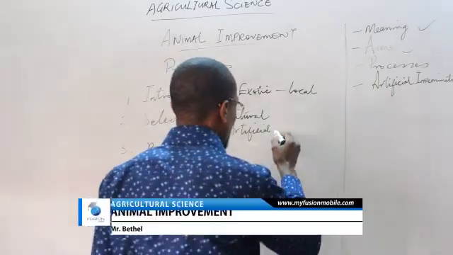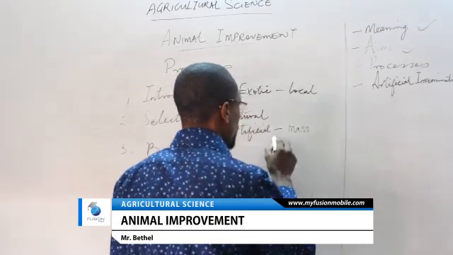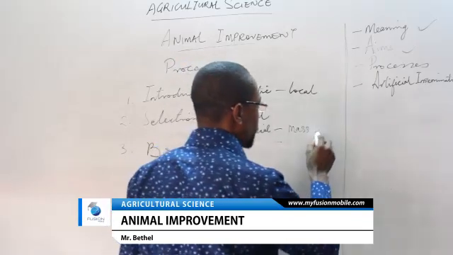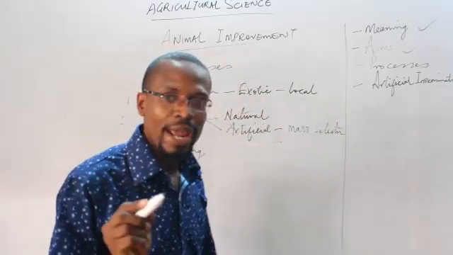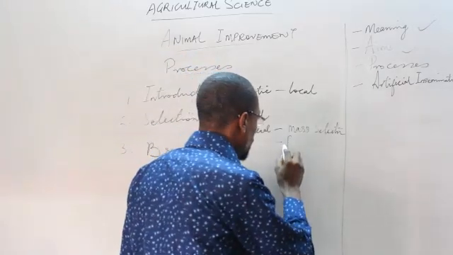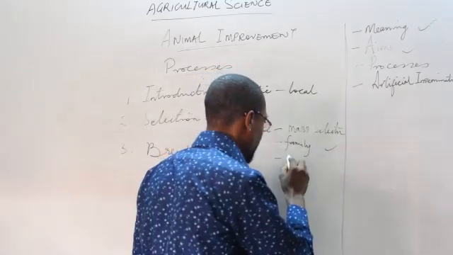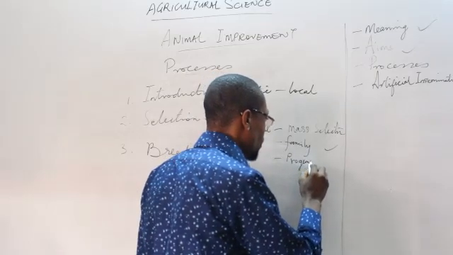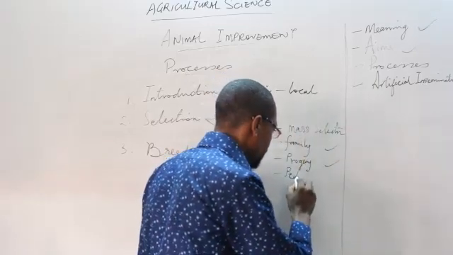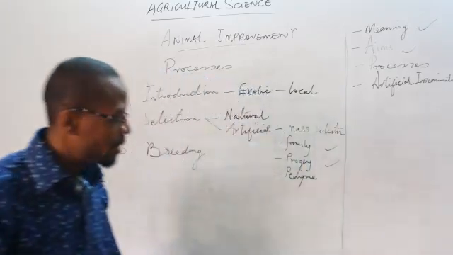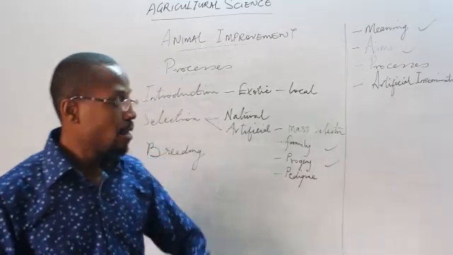In artificial selection, we have mass selection. We have family selection. We have progeny selection. And then we have pedigree selection. When you talk about mass selection, you are not particular about whether the animals are related, whether there's a father or mother, you're not particular about that.